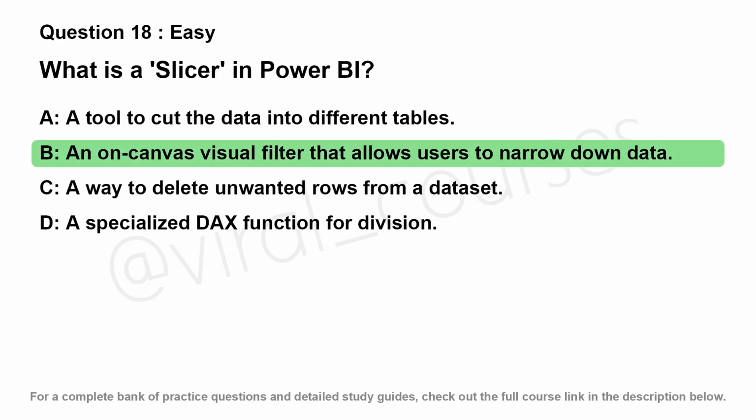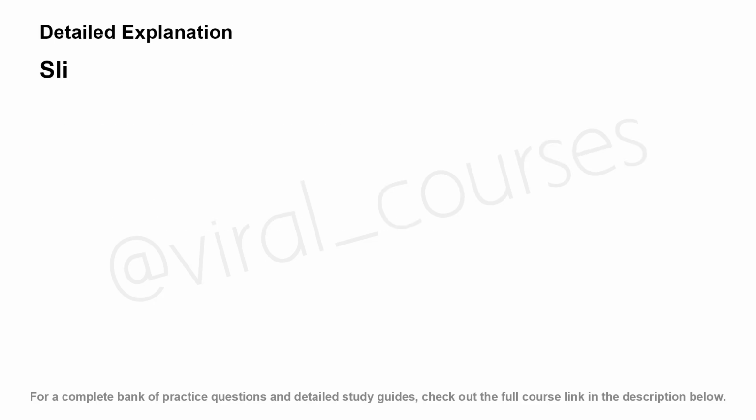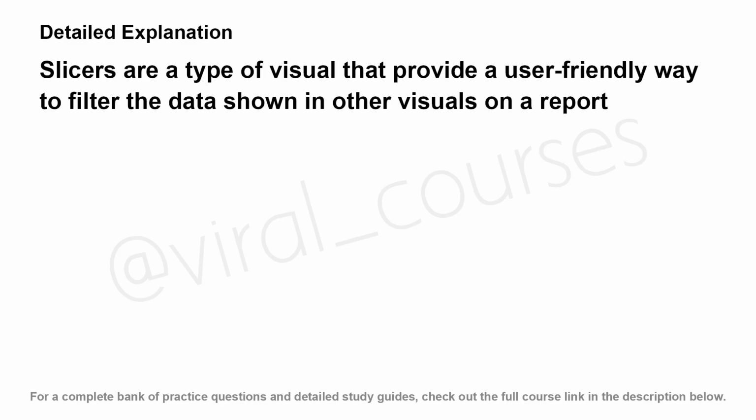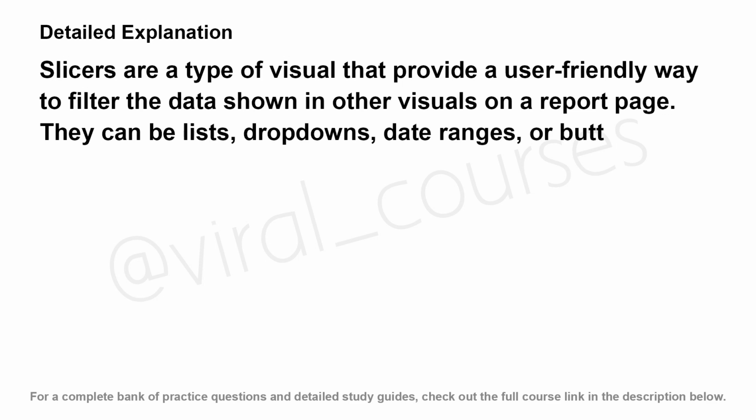The correct answer is B. Slicers are a type of visual that provide a user-friendly way to filter the data shown in other visuals on a report page. They can be lists, drop-downs, date ranges, or buttons.